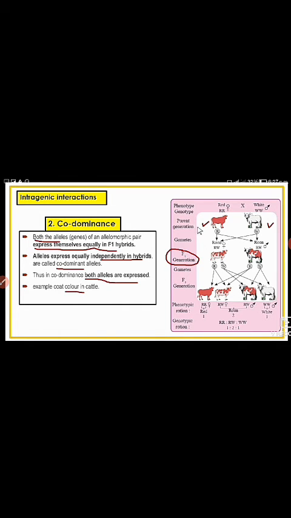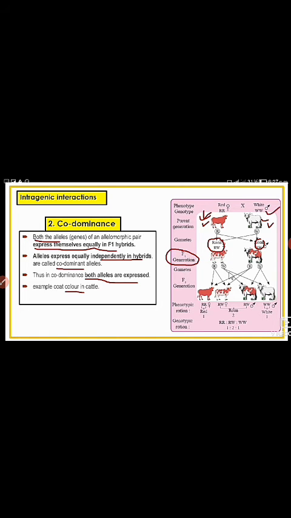Example, coat color in cattle. See here, red cattle and white cattle are crossed. Gametes produced are capital R and W, and in the F1 generation roan colored cattle is produced. Roan color means what? Red colored hairs equally with white colored hairs. Both the colors are expressed on the skin. So it is called codominance. It occurs in the F1 generation.